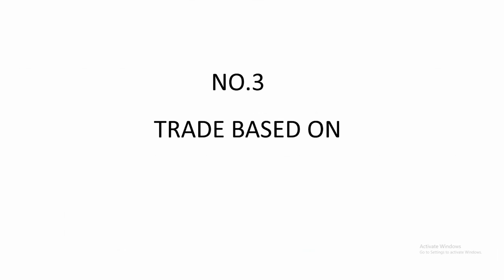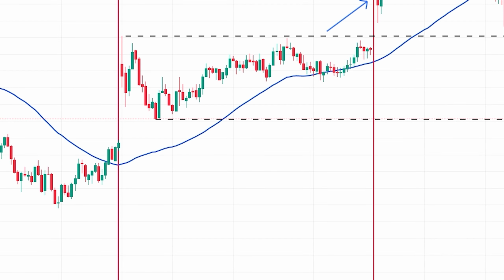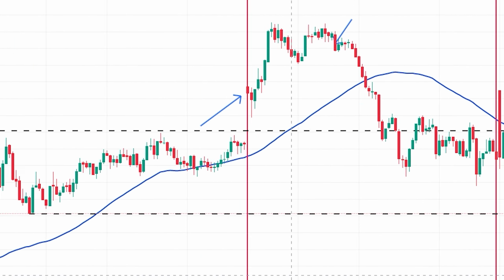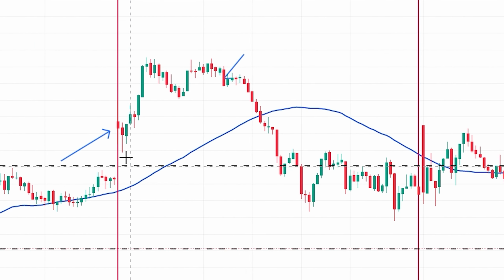And technique number 3 is trade based on the 50 SMA. This is a very powerful technique. It will not occur frequently, so I am going to show how this technique works. See here, whenever the market opens high above the previous day high and crosses the 50 SMA, the blue color line is the 50 SMA, it will be very heavy. See here, whenever it crosses, you can check.